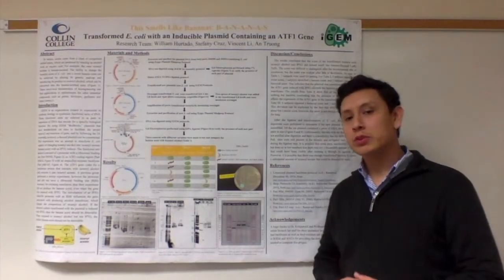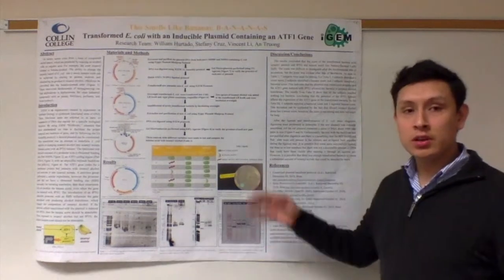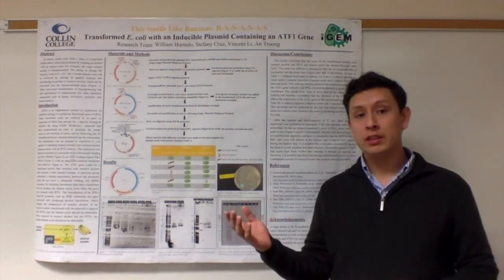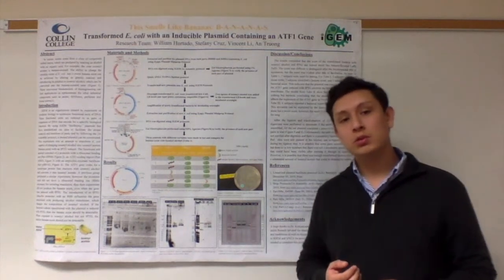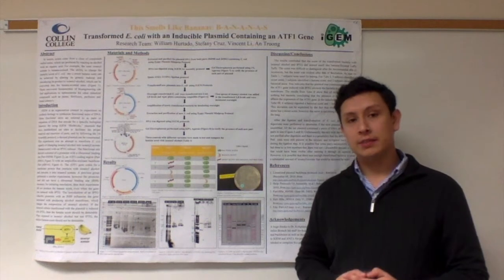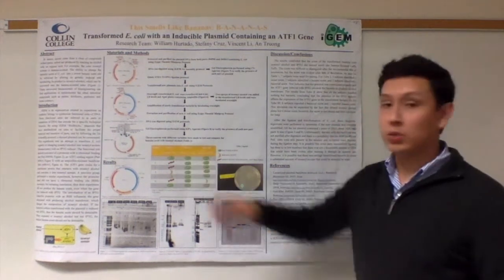Okay, so once we were able to see growth in our ampicillin plate, we used these colonies to create our desired banana smell by mixing our transformed bacteria with IPTG to induce the smell and isoamyl alcohol to be converted into isoamyl acetate. We then labeled this Tube 1.